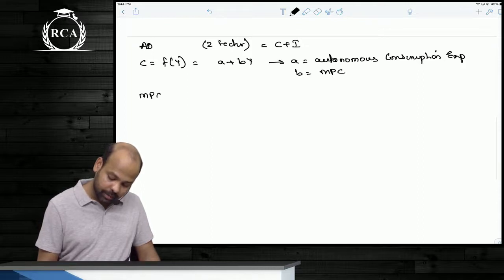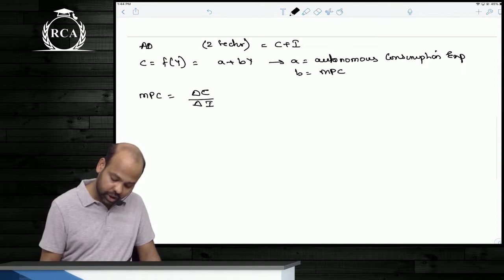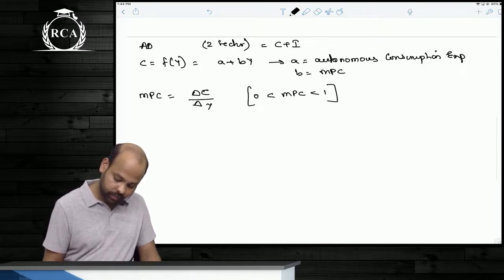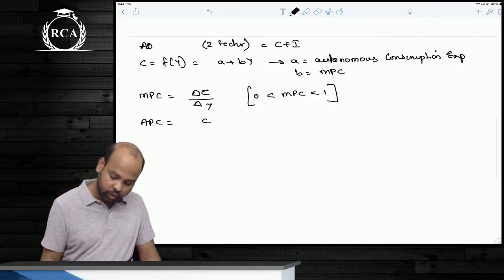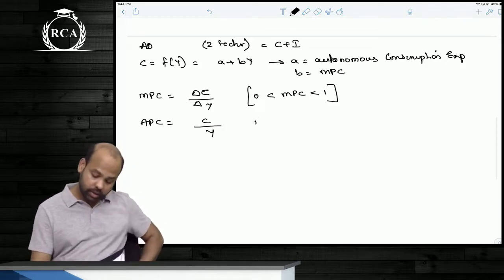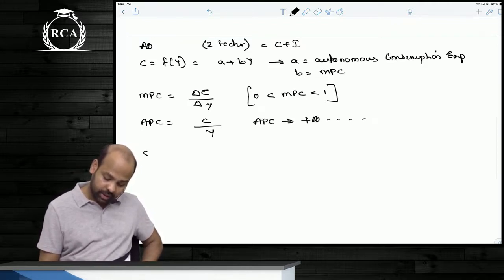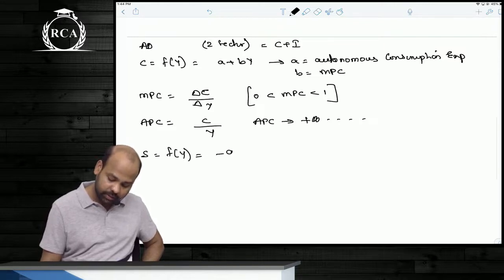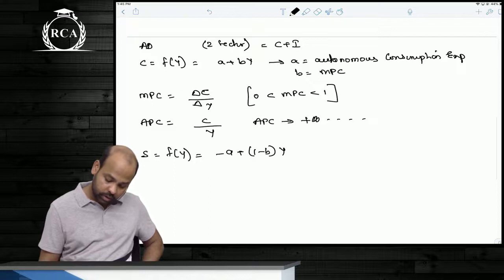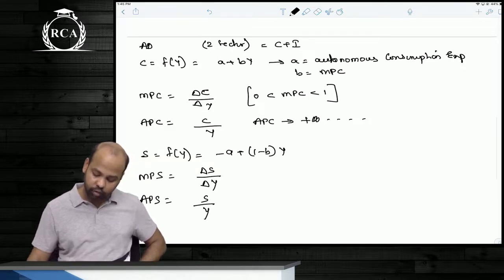Marginal propensity to consume is change in consumption expenditure divided by change in national income, not change in I, change in national income. So MPC lies between 0 and 1. Average propensity to consume is total consumption expenditure by total Y. APC would start from positive infinity and slowly reduce. Savings is also a function of Y, written as minus a plus (1 minus b) into Y. Marginal propensity to save would be change in savings divided by change in income. Average propensity to save would be savings by income.